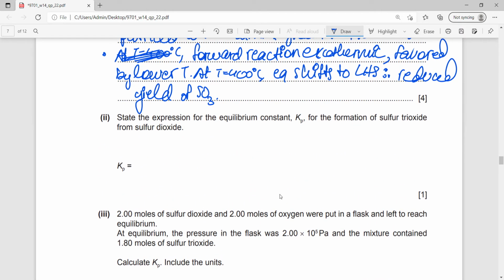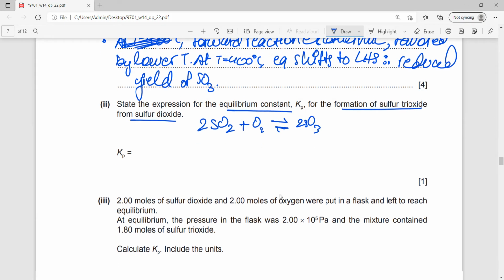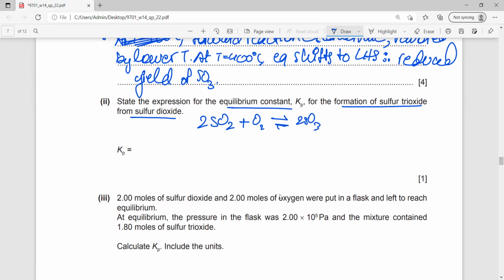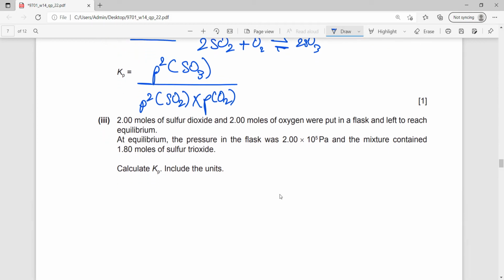State the expression for the equilibrium constant Kp for the formation of sulfur trioxide from sulfur dioxide. So first you write the equation here, right, to help yourself. 2SO3, right? So the Kp would be the partial pressure squared of SO3, whole thing divided by the partial pressure squared of SO2 times the partial pressure of O2. Because it has no coefficient, it's just to the power 1.